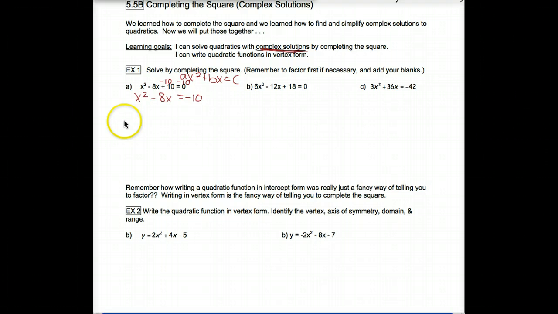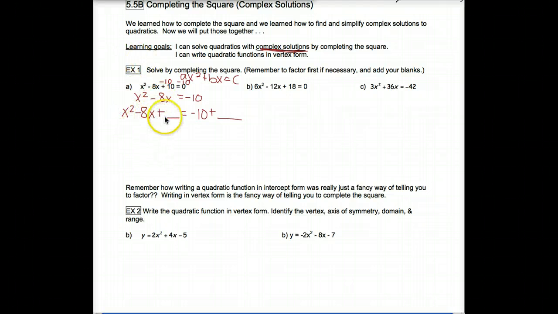Next step in completing the square is to factor out the coefficient of the squared term. Remember, this is not a GCF. You're not taking out the x, just the coefficient of the x squared term. In this case, that coefficient's 1, so there's nothing to take out. So that means I go on to adding my blanks on both sides. And once I add my blanks, I need to fill them in.